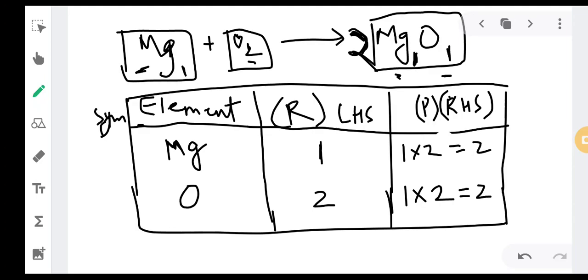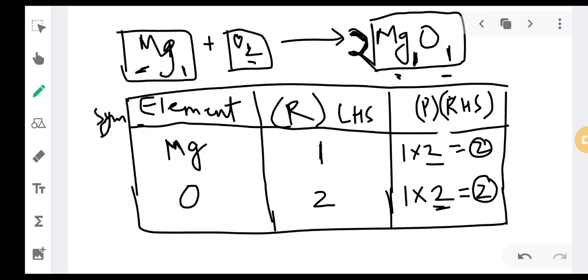We cannot change only one element, the number of atoms like that. So what we do, we multiply the whole product with that number. We are multiplying it with 2, so the whole product will get twice. So there will be 2 atoms of magnesium on the right hand side and 2 atoms of oxygen on the right hand side.